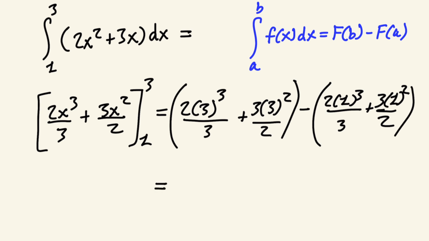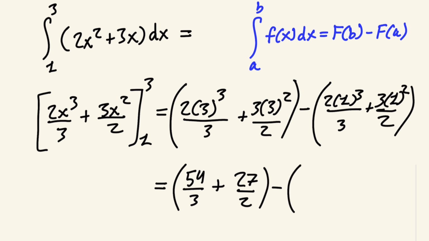Okay, so now let's just go ahead and simplify. So 3 to the power of 3 is 27, and that multiplied times 2 is going to give you 54. So we're going to have 54 over 3 plus 3 squared is 9. 9 times 3 is 27. So 27 over 2. We're still going to have those parentheses there. Subtracted. 1 to the power of 3 is just 1. So we're going to have 2 over 3. On this side, we're going to have 3 over 2.